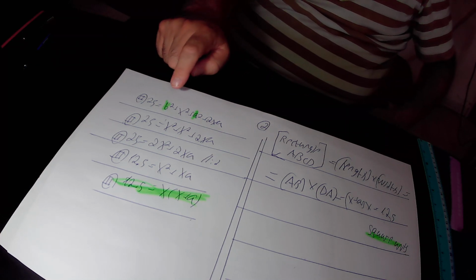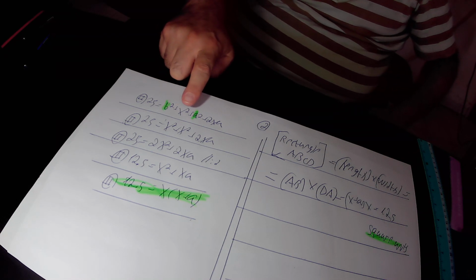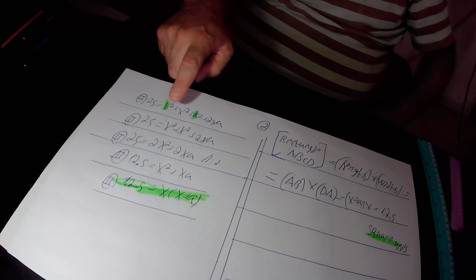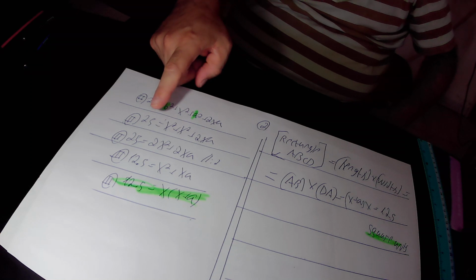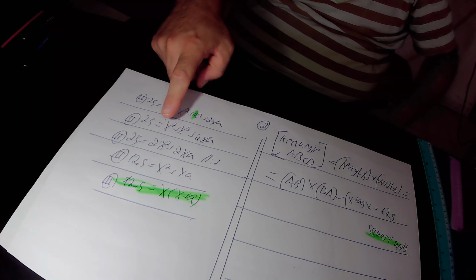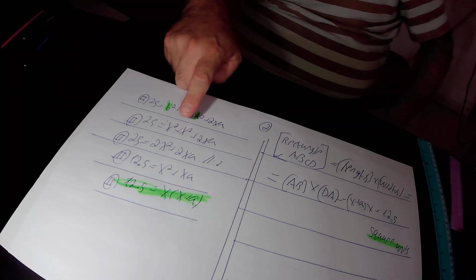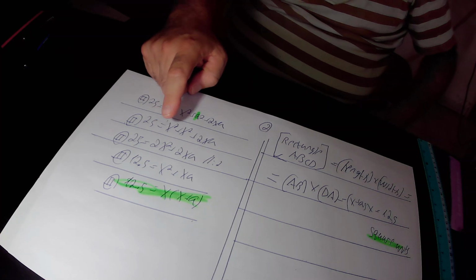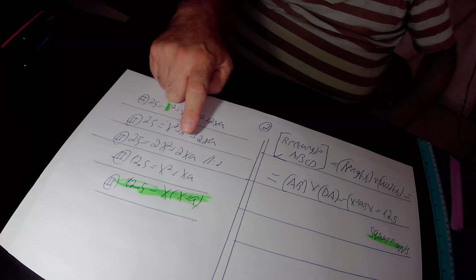So in total, according to equation 2, 25 equals x squared plus 2xa. So 25 equals x squared plus x squared, which is 2x squared, plus 2xa. Here we divided equation 2 by 2, and found out that 25 over 2 is 12.5, 2x squared over 2 is x squared, and 2xa over 2 is xa.